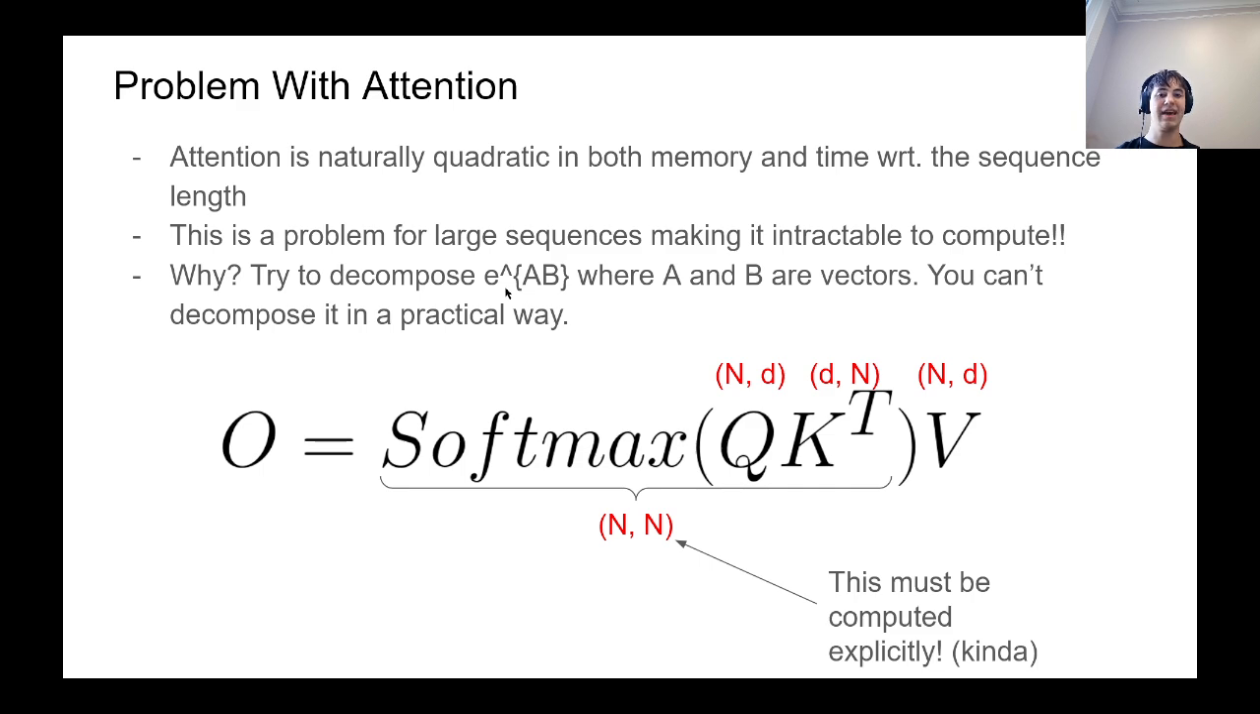And there is no way of getting around that because you have e to the q k transpose. Now, this is e to the inner product of q and k. I want you to try to decompose that. Good luck, because you can't. So this is a problem, and this is the reason why you have to explicitly compute softmax. Well, I say you can't. You can, just not in a practical way. It's just not worth it. It's useless. So you have to explicitly do QK and then softmax then V.